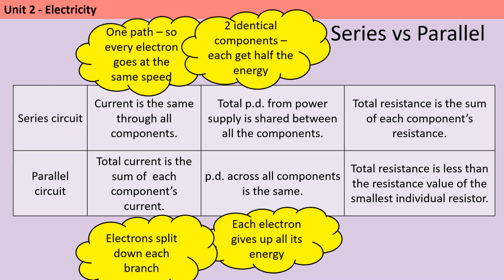Finally, if we think about resistance, you should be able to describe that in a series circuit, to work out the total resistance, we're just going to add up the resistance of each individual resistor. So say if I had 3 resistors and they each had a resistance of 2 ohms, then the total resistance would just be 6 ohms. You'd literally just add them together.